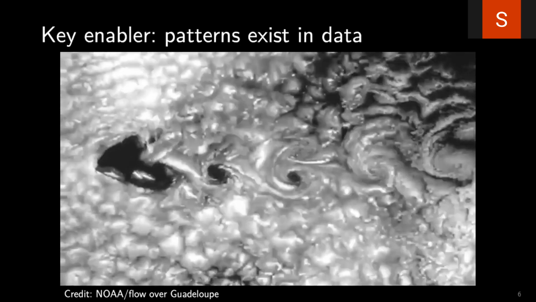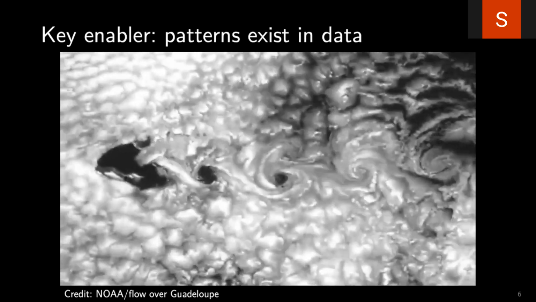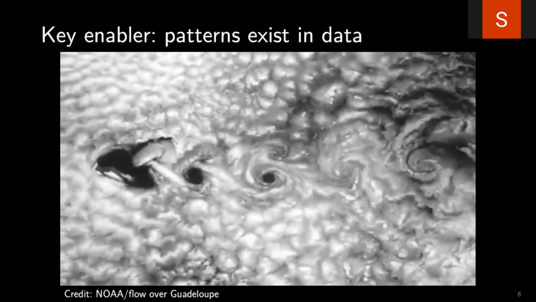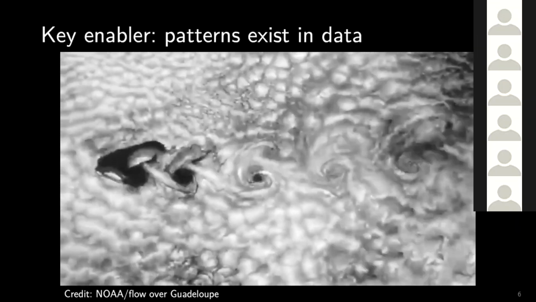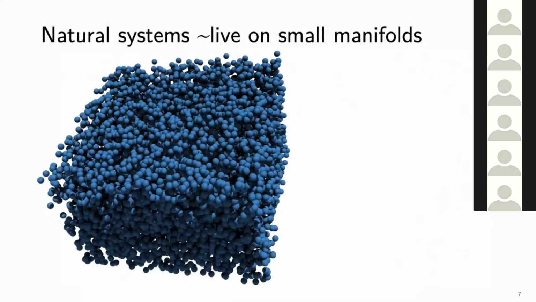And these sort of patterns enable low dimensional representations of dynamical systems, which allows us to develop simple dynamical models. Now, a way to formalize this concept that patterns exist in data is to say that natural systems tend to at least approximately live on small manifolds, or low dimensional manifolds, in state space. And so here's the picture that I want you to have in your head whenever I say this.